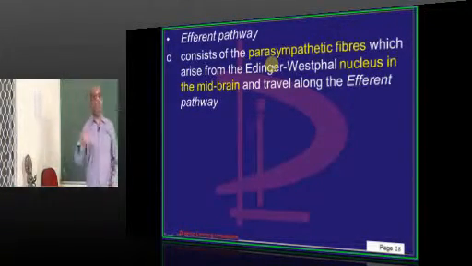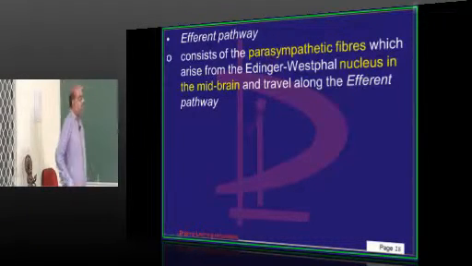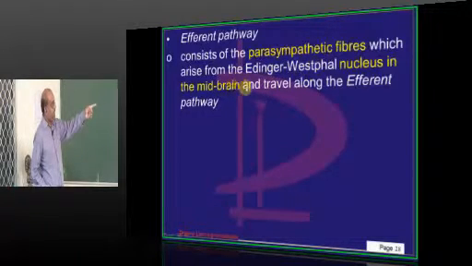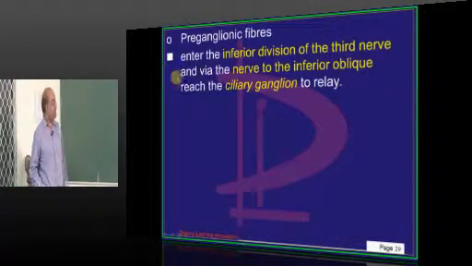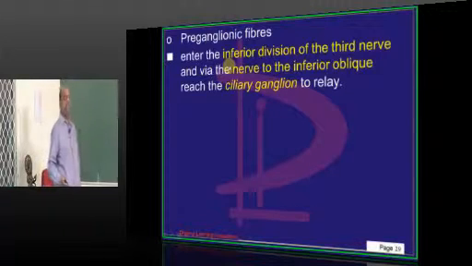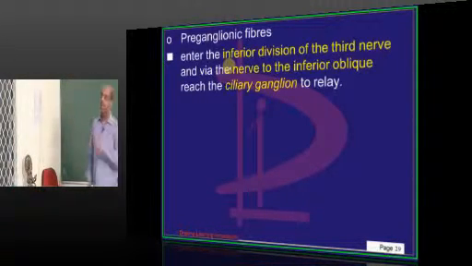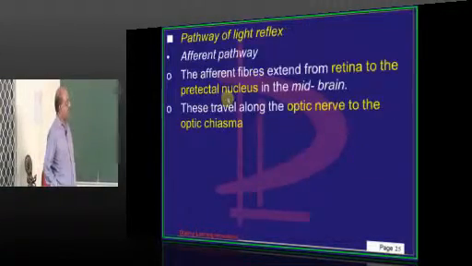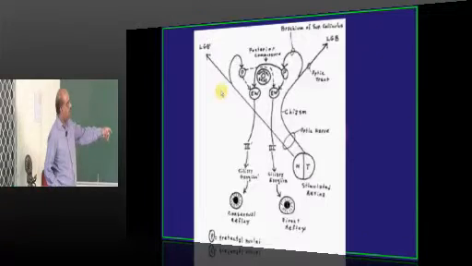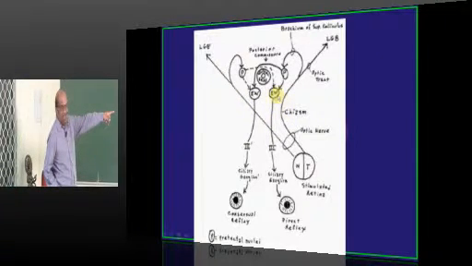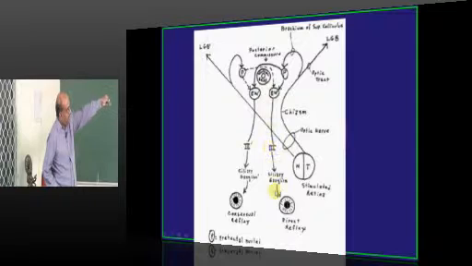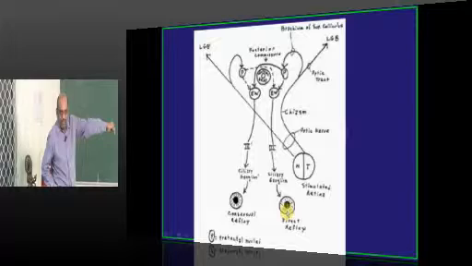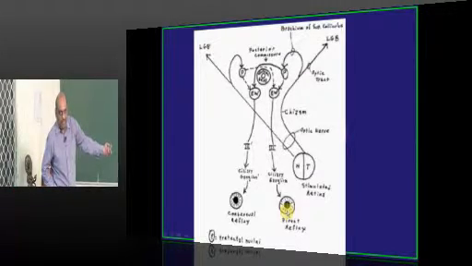Then what will happen from Edinger-Westphal? From the Edinger-Westphal nucleus in the midbrain, parasympathetic fibers will start. They travel from the Edinger-Westphal nucleus to the ciliary ganglion. Let us see that. Where is the ciliary ganglion? See, this is the Edinger-Westphal nucleus. With the third cranial nerve, they reach the ciliary ganglion. From the ciliary ganglion, postganglionic fibers will go and reach the sphincter pupillae, and the pupil will constrict.